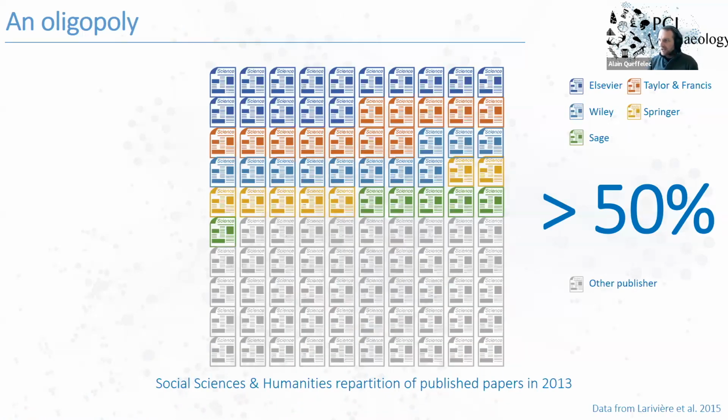You also probably know that a lot of these papers are published in very few commercial publishers, and more than 50% of the papers are published in only 5 different publishers. So there's a lack of diversity here, clearly.